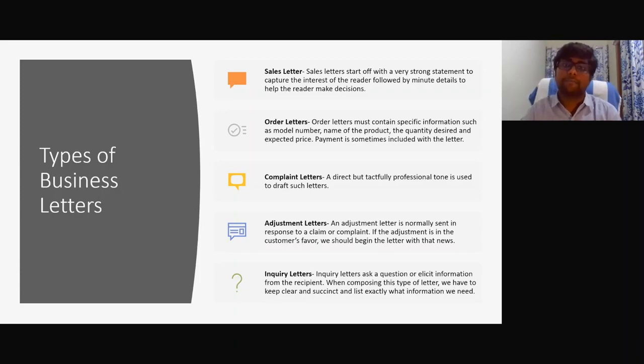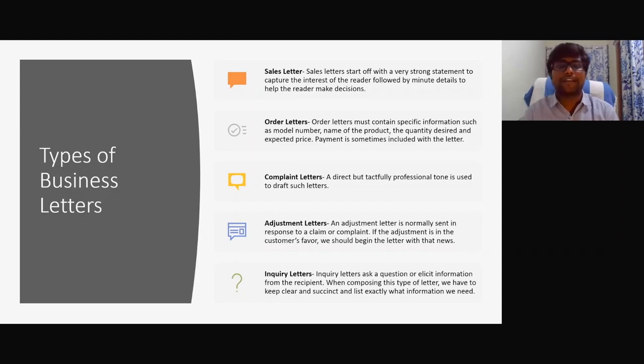Next type is complaint letters. But in these complaint letters, we have to avoid negative words and use a tactful, professional tone in drafting such letters. Next comes the adjustment letters. These adjustment letters are normally sent in response to a claim or a complaint.